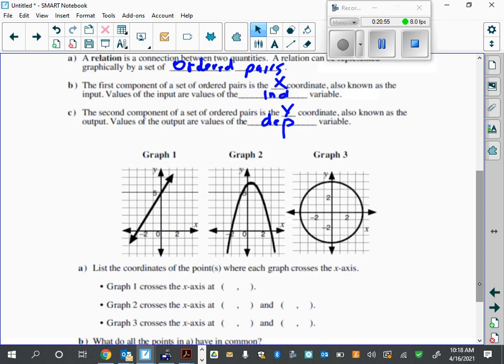Fill these 3 dots in, and read carefully. Fill in A. Here's graph 1 across the x-axis. Where's graph 2 and graph 3 across the x-axis? Write it as an ordered pair. And then answer the next question, which is the most important part for x-y intercepts.